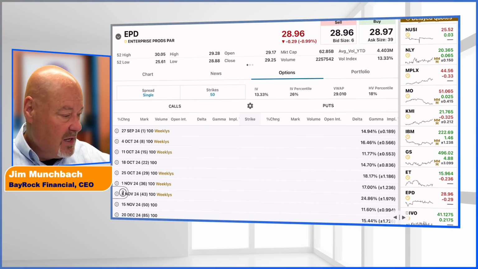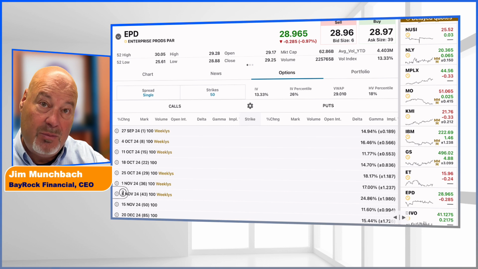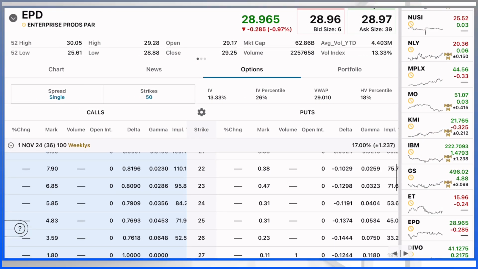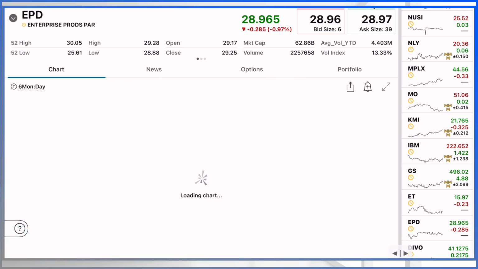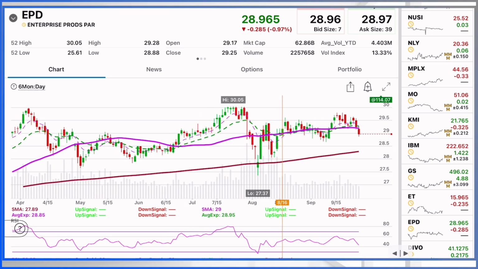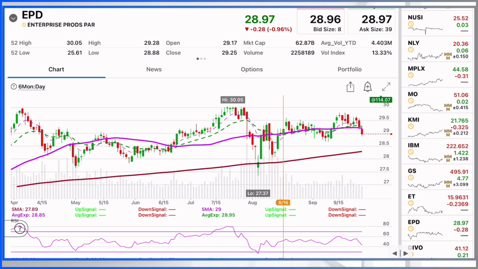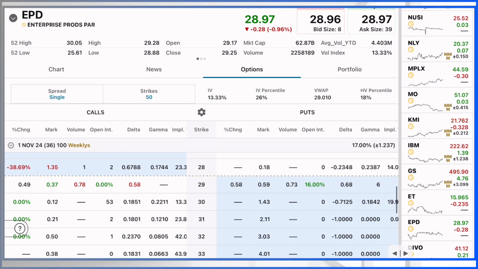Enterprise Products. I'm not sure what this one is. EPD. Do you own EPD? This client owns EPD, and I haven't done any research on it, but I'm just looking. If we look at the chart, it's one that, if you're going to own it, it would probably make sense to go ahead and write some covered calls. So let's just take a peek and see what November at the money looks like.